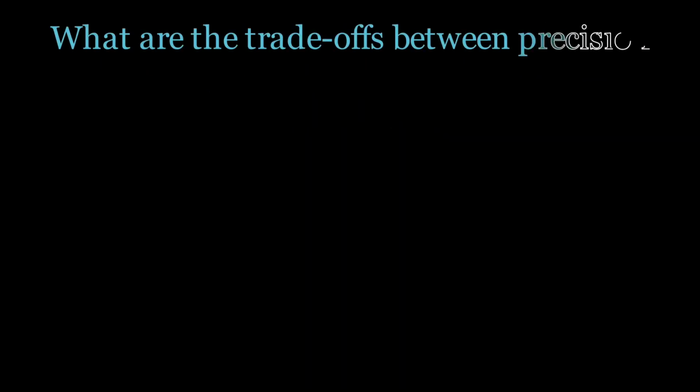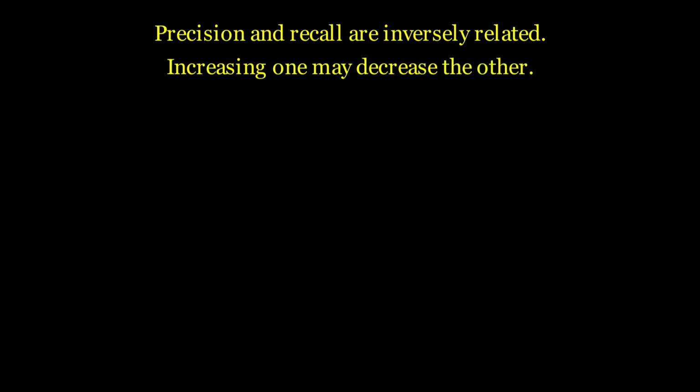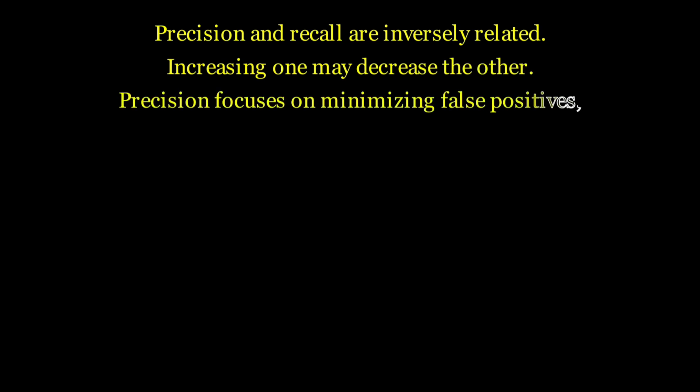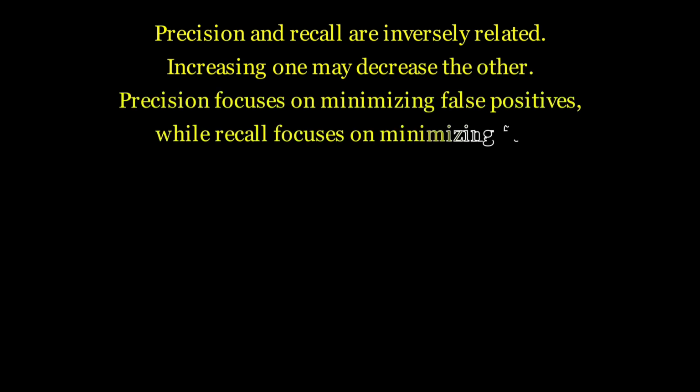What are the trade-offs between precision and recall? Precision and recall are inversely related. Increasing one may decrease the other. Precision focuses on minimizing false positives, while recall focuses on minimizing false negatives.